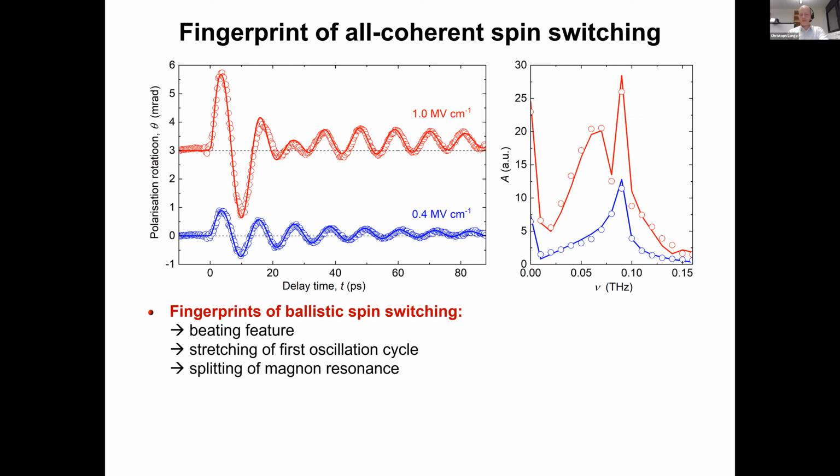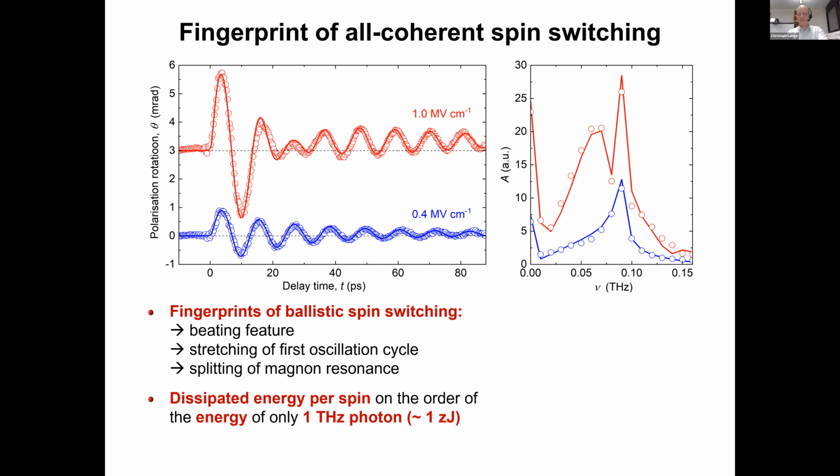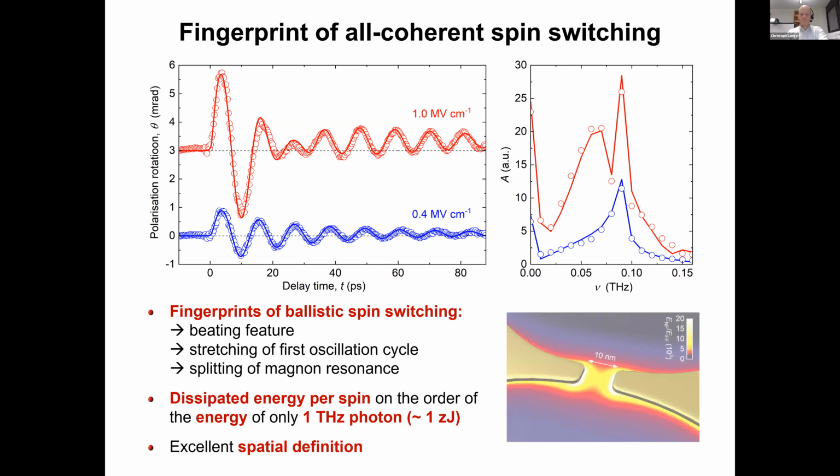This spin switching is characterized by this beating feature in the time domain, a strong stretching of the first oscillation cycle because you explore these non-quadratic parts of the potential, and then in the spectrum, a splitting of the magnon resonance. The dissipated energy in this process is a record low 1 zeptojoule, corresponding to just 1 terahertz photon, whereas near-infrared schemes usually operate at approximately 3 orders of magnitude more energy.